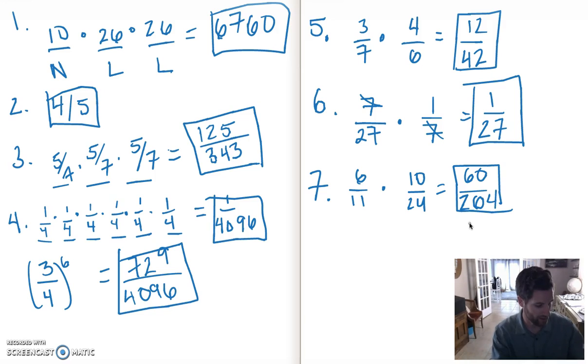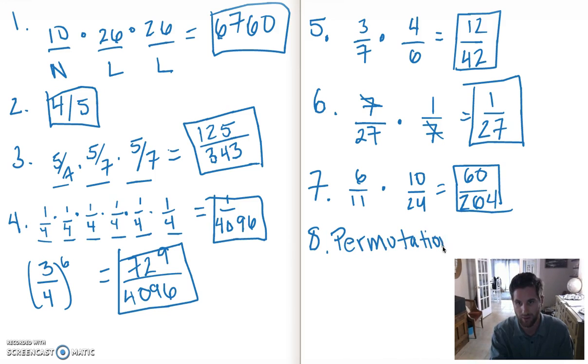Okay? Alright, number 8, it says Tom has 8 chores to complete this Friday. How many ways can he arrange the order in which he does them? 8 is just basically, we're talking about permutation, okay? Apparently order does matter in this one. Order does matter. All right, next.